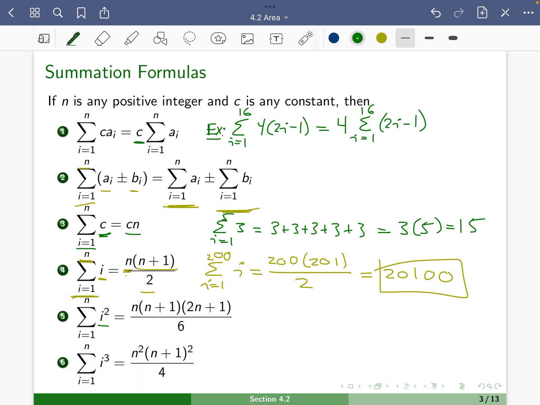If we're summing i squared from 1 to n, we have almost the same thing. We have n plus 1, then we have a 2n plus 1, and we have 6 on the bottom. And so here, if I wanted to sum from i equals 1 to 20 of i squared, we did start at 1. Our upper limit is 20. And so we have 20 times 21 times 41 all over 6. And if you do that, you will get 2870.